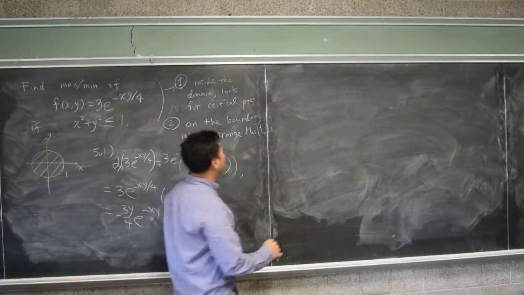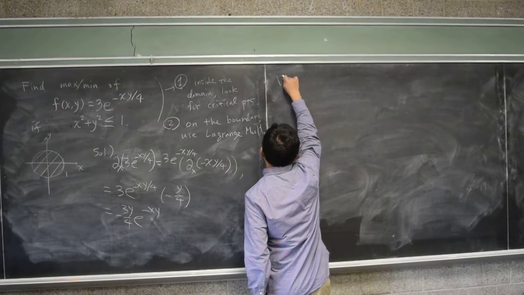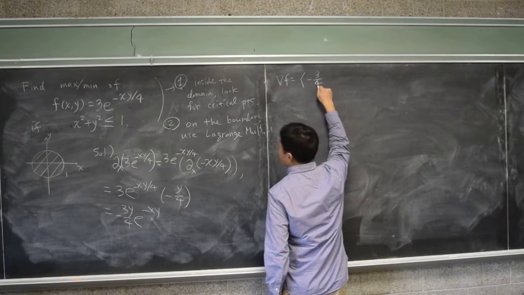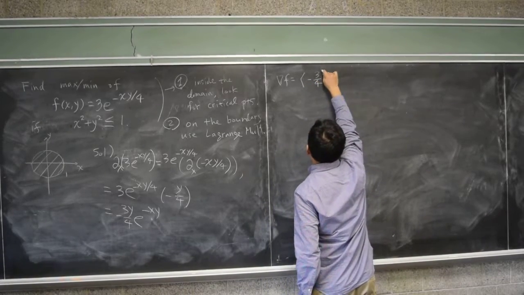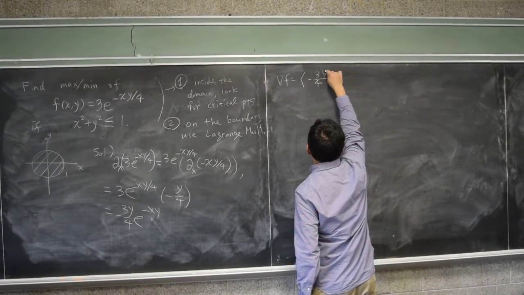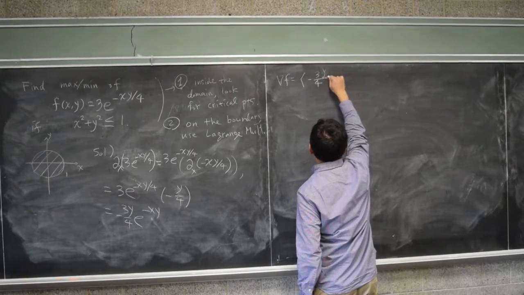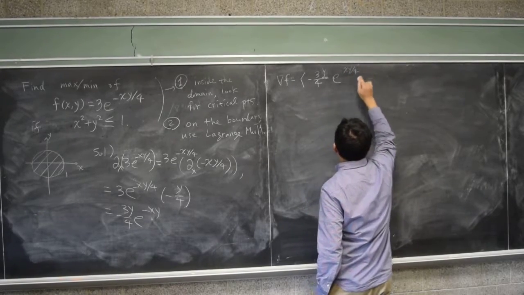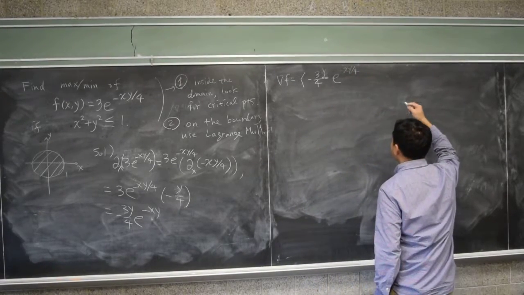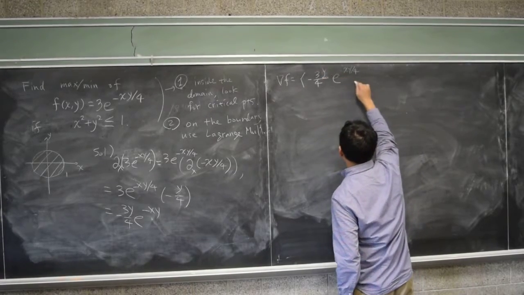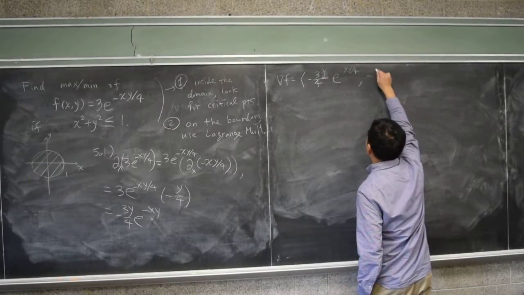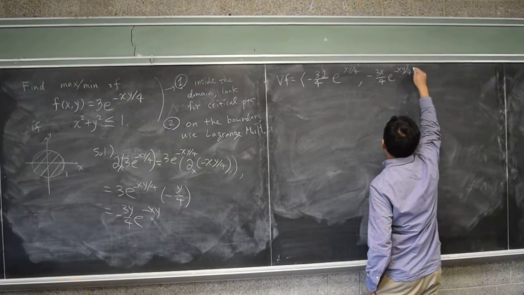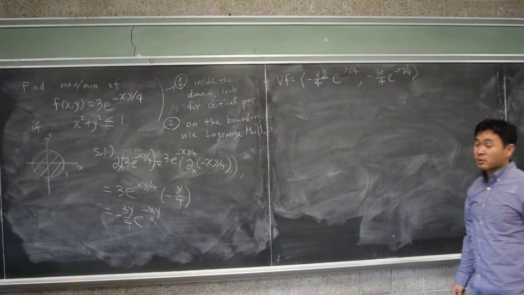So using those two, you get the gradient of f equal to negative 3 over 4 y times e to the negative xy over 4, whereas over here it's negative 3x over 4 e to negative xy. That's the gradient.